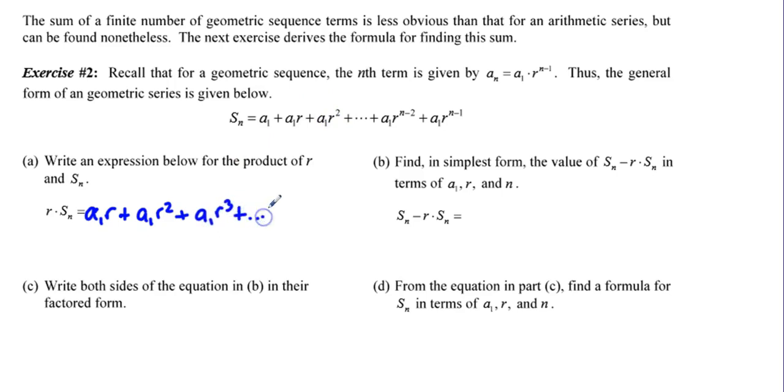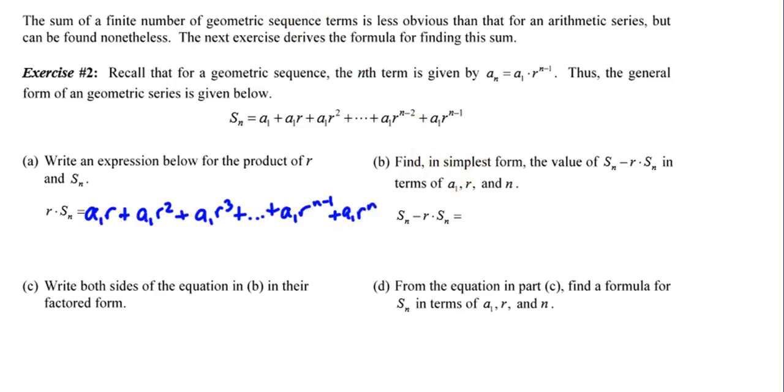We'll skip a whole bunch of terms because we don't know how many there are. Now the second to last term, when I multiply it by r, I get r to the n minus 1 as opposed to r to the n minus 2, because that's one more factor. And finally, when I multiply the final term by r, I get just r to the n. Those are all those terms.